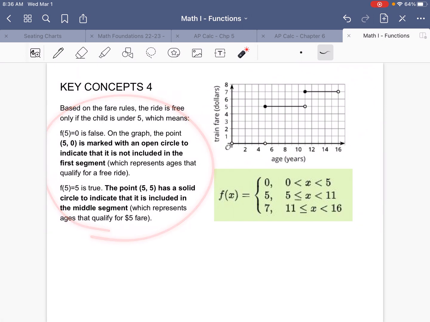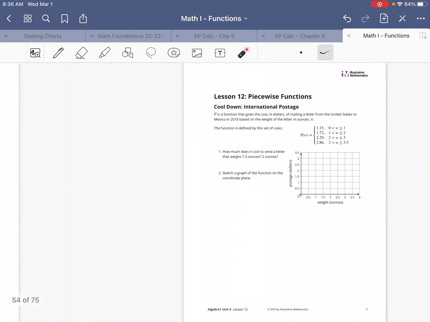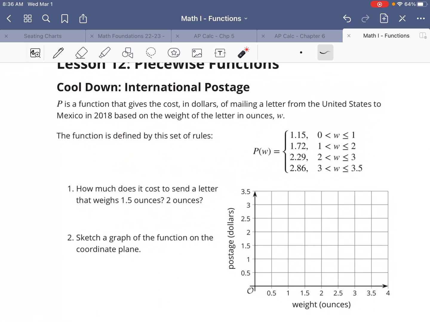So if we take a look at this, on the graph, the point (5, 0) is marked with an open circle to indicate not included in the first segment. Again, 0, 5, not included. We jump to the next level. This is how we write it. I think that's it for that.